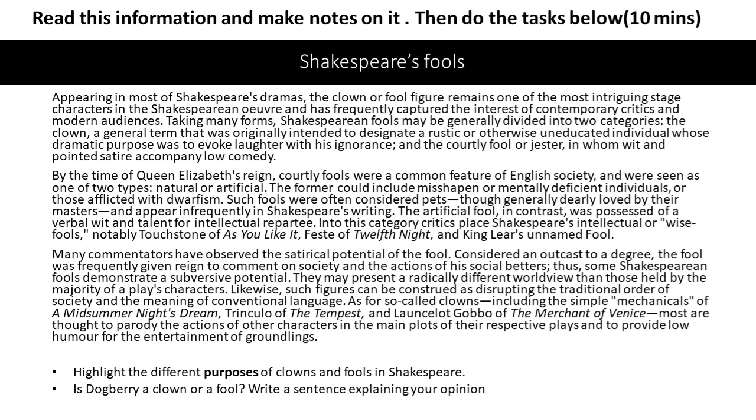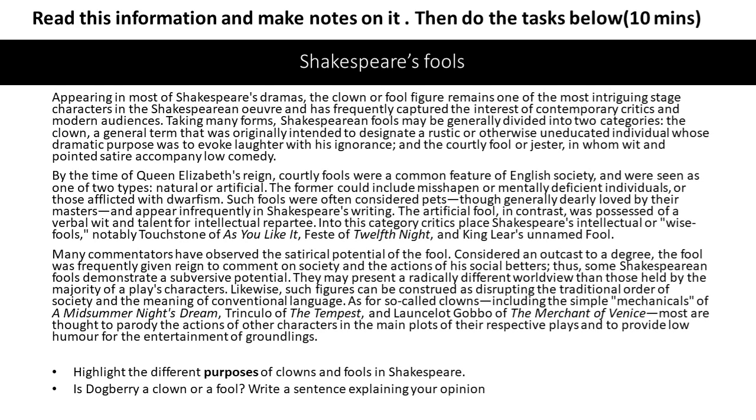Taking many forms, Shakespearean fools may be generally divided into two categories. The clown, a general term that was originally intended to designate a rustic or otherwise uneducated individual whose dramatic purpose was to evoke laughter with his ignorance, and the courtly fool or jester, in whom wit and pointed satire accompany low comedy. By the time of Queen Elizabeth's reign, courtly fools were a common feature of English society, and were seen as one of two types, natural or artificial.